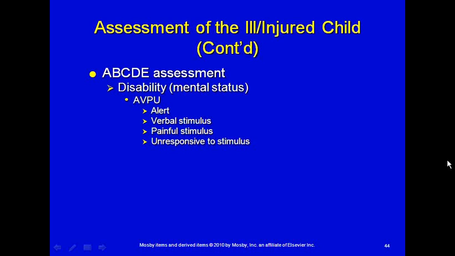D is the disability, assessing the mental status, and it's just best initially to assess the mental status in children using AVPU. Are they alert? Now, in an adult, we might see that their eyes are open. They may know who they are, where they are, a general idea of time, and what happened, and we certainly can use that as well in older children.